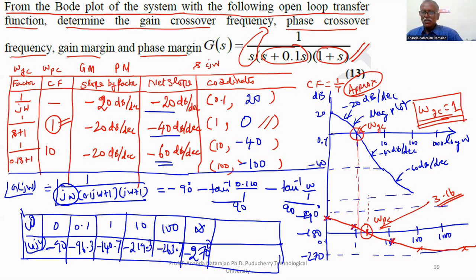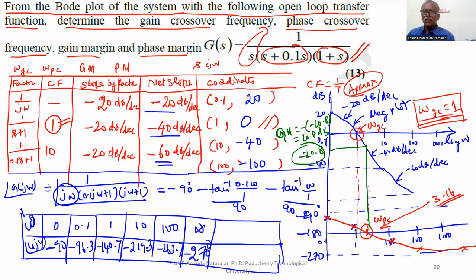For the gain margin, at the phase crossover frequency we have to draw a vertical line. It cuts the magnitude plot at one point. Draw a horizontal line. Here you get the magnitude as minus 20.8. Therefore, the gain margin is equal to minus of minus 20.8, that is 20.8 dB.